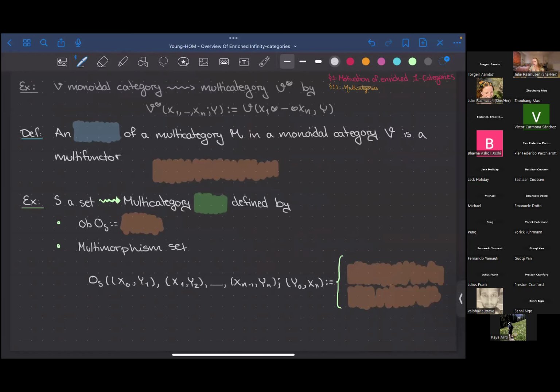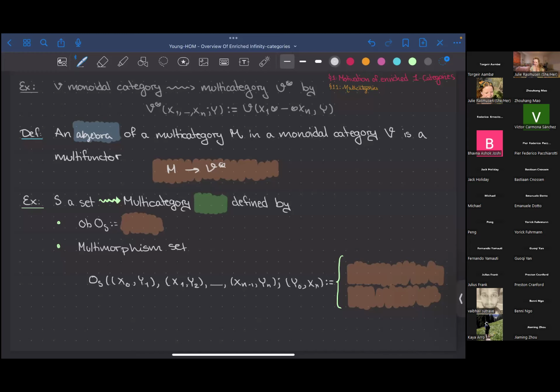And the way we'll need to look at it is through algebras. An algebra of a multi-category M in a monoidal category V is a multifunctor that goes from the multi-category into the monoidal category considered as a multi-category. It's a specific form of algebra we will care about, so we need a specific multi-category.